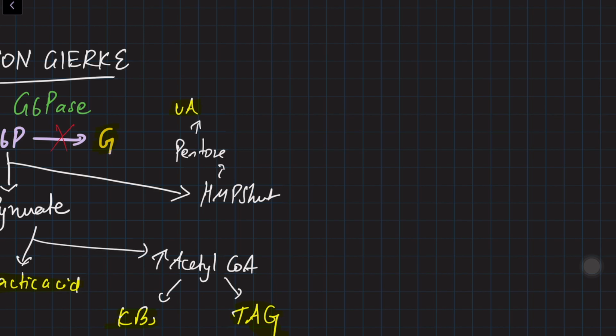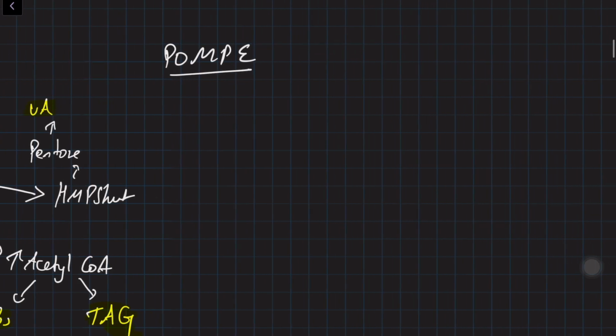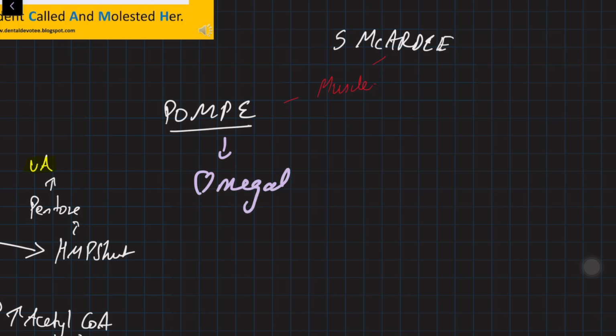And then the next disorder is Pompe. And Pompe, when you learn Pompe, also learn the fifth one, McArdle. The main reason is because these both are muscle disorders. Okay, Pompe causes cardiomegaly, McArdle, myoglobinuria. That's it, simple.